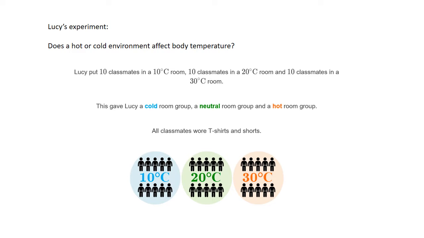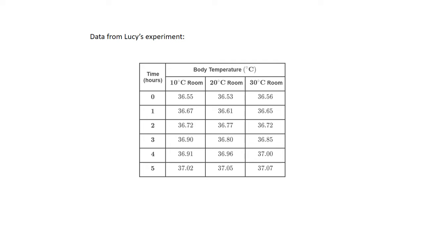10 classmates went in a room that was about 20 degrees Celsius, a nice, comfortable room temperature. And then 10 other students were in a 30 degrees Celsius room, so quite a hot room. They all wore the same things, t-shirts and shorts, and they were in the rooms for 5 hours while Lucy checked their temperature. So here's the data that Lucy got from her experiment. It's in the table here, and our job is to make that into a graph.